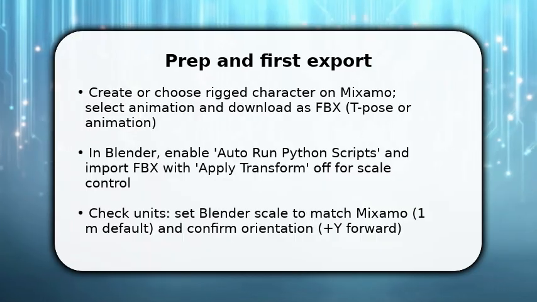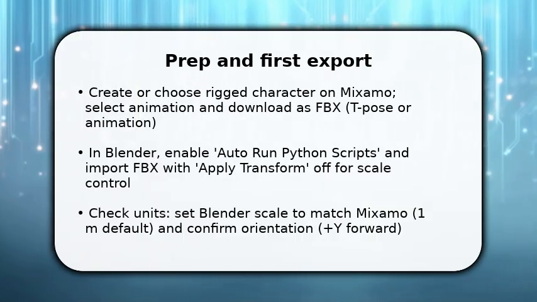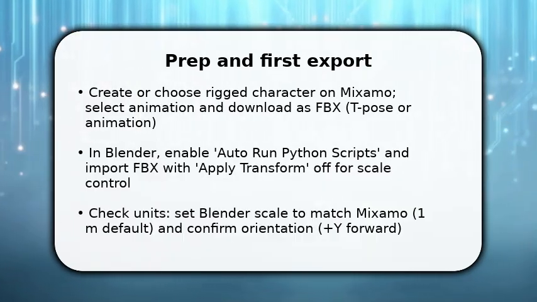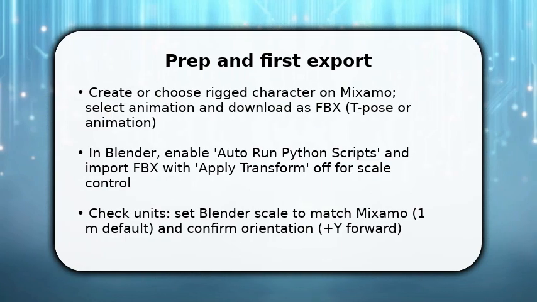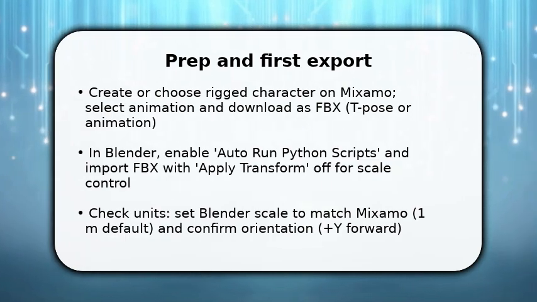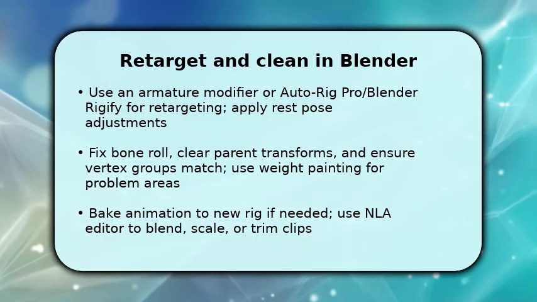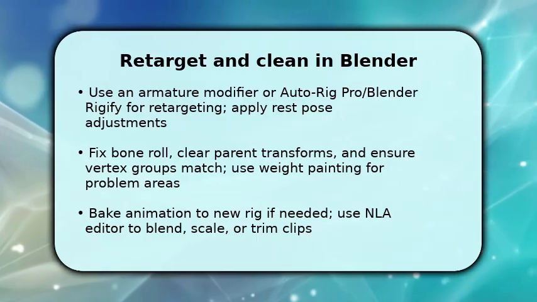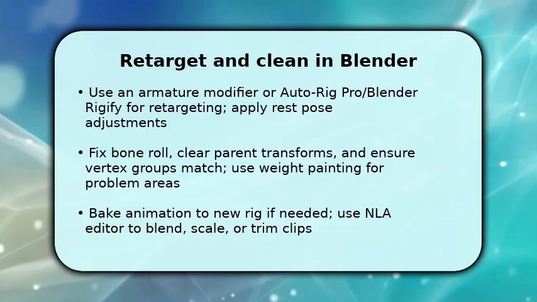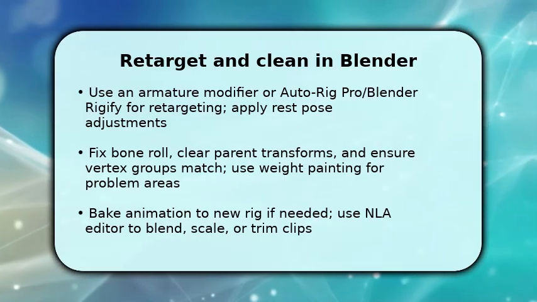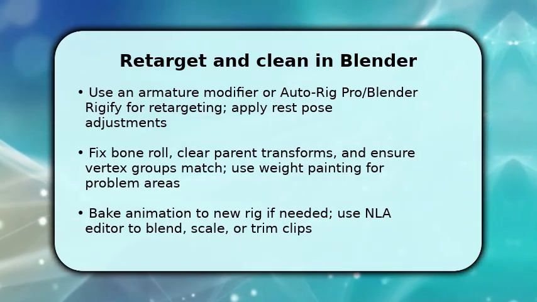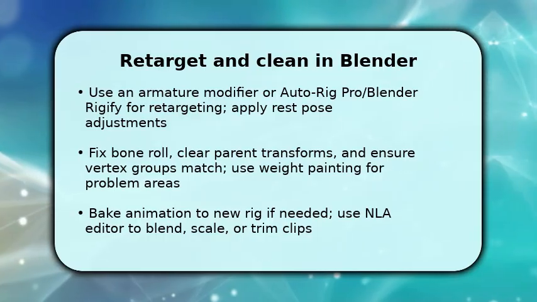Now you have a working asset inside Blender. Keep the outliner visible and hide unnecessary collections before continuing. Next, retarget the Mixamo rig to your Blender rig or adjust the imported armature directly. You'll correct bone roll and clear parent transforms so rotation behaves predictably. This matters for IK chains and feet placement.